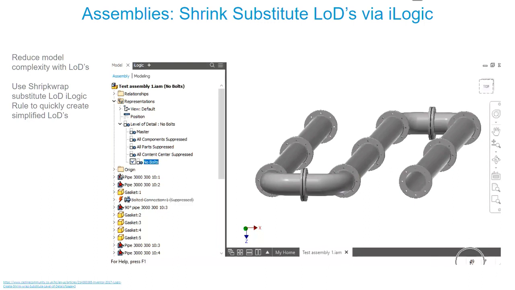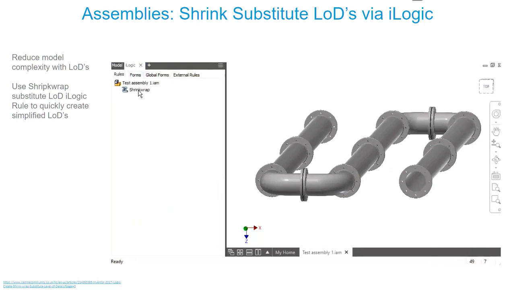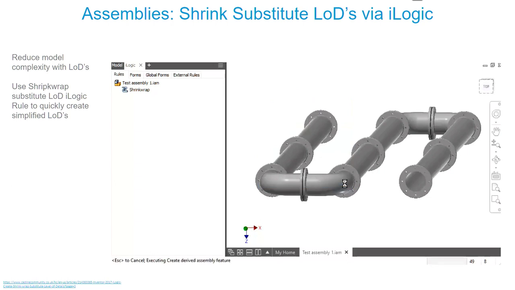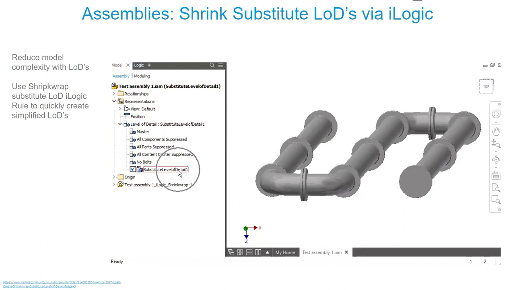So you see there's 49 components in this pipe run, and if I run my little rule, you can choose to patch all the holes, and it goes away, and we now have one part, and the surface area of that part is going to be a lot more accurate than the assembly file originally. So bear that in mind.